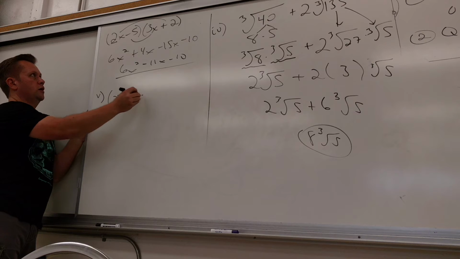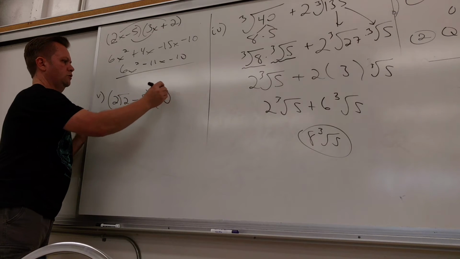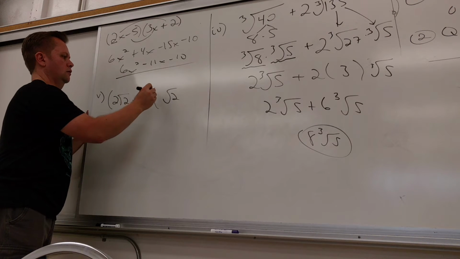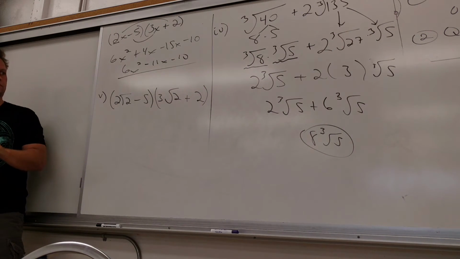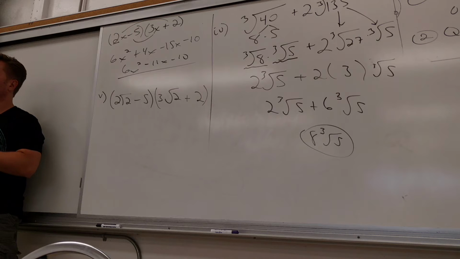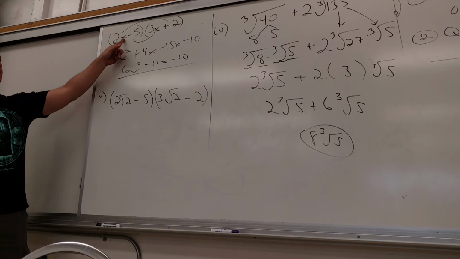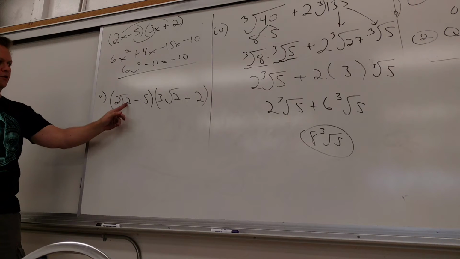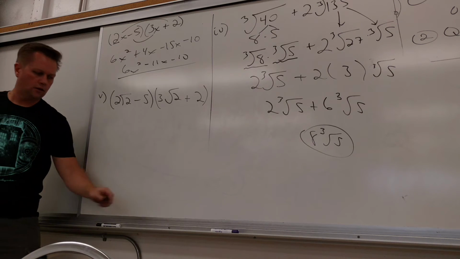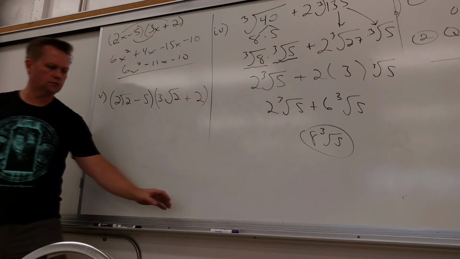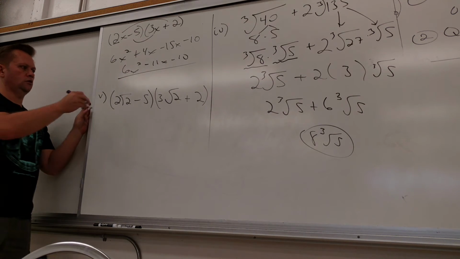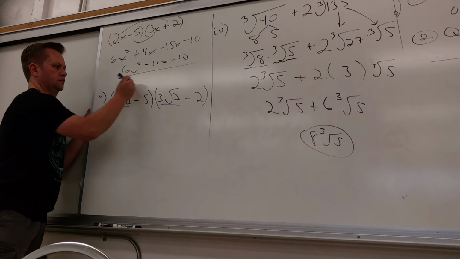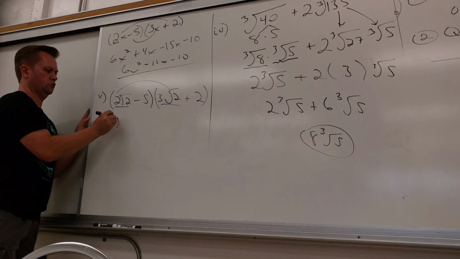2 square root of 2 minus 5 times 3 square root of 2 plus 2. Same problem. You guys notice that? 2 times something I don't know minus, okay, 2 times something I don't know minus the same problem. It works the exact same way. So what's this times this? 6 square root of 2 minus 5.